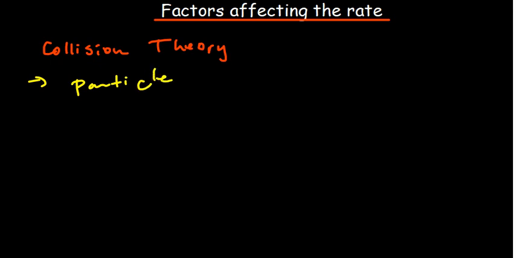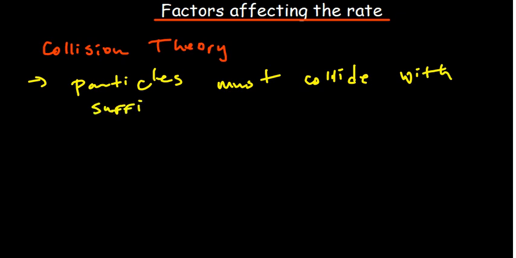So, I want you to write that down. Particles must collide with sufficient energy. So what have I said? I've said that for a chemical reaction to progress, particles, now these particles are particles of the reactants, must collide with sufficient energy. Of course, that is going to be talked about later.